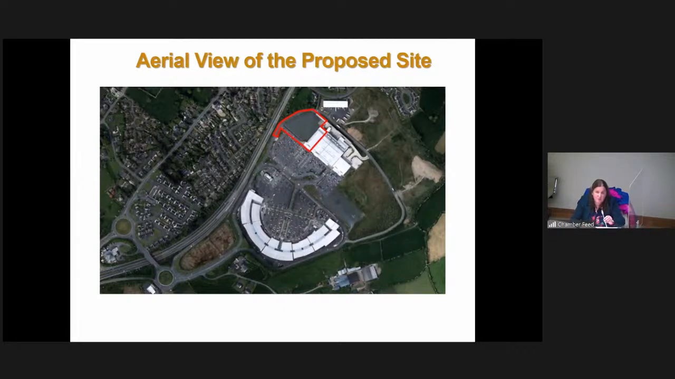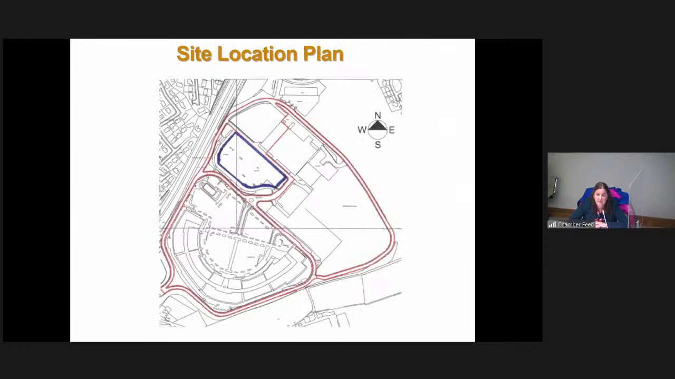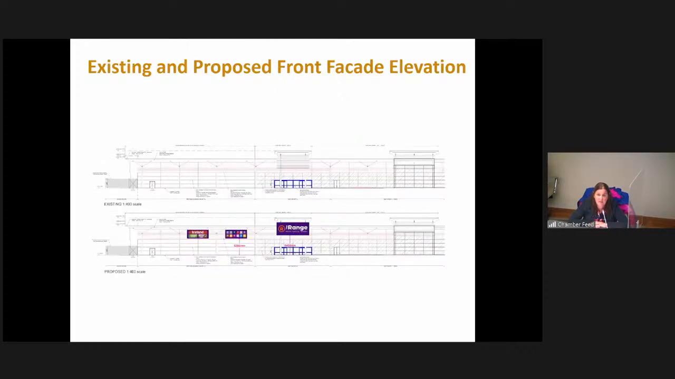So it's the location of the range store that was approved last month through Planning Committee. Site location plan reminding you where exactly it is in relation to the Bridgewater retail park. Next slide, please. So that's existing proposed front facade elevation. So you can see at the present time, it will be built with no signage.